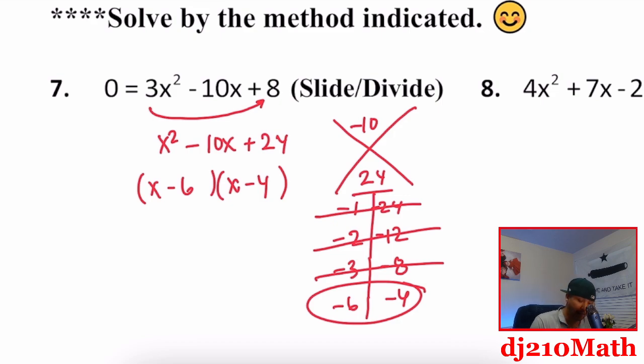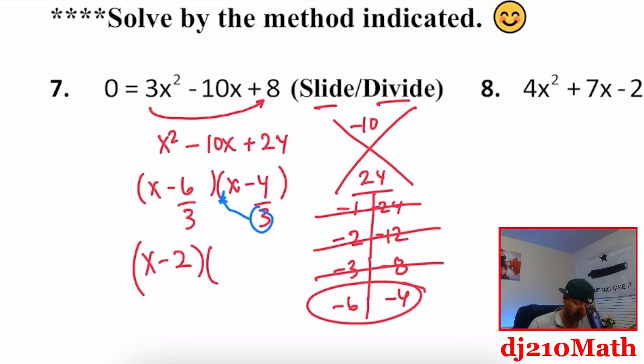All right, we have to divide. Always divide for the slide and divide method. So x minus 6 divided by 3 is 2. And then this doesn't divide evenly, so we slide, or we swing the 3 up. This is going to be 3x minus 4. These are the factors, right?